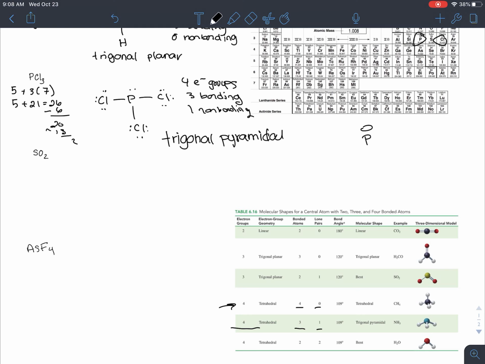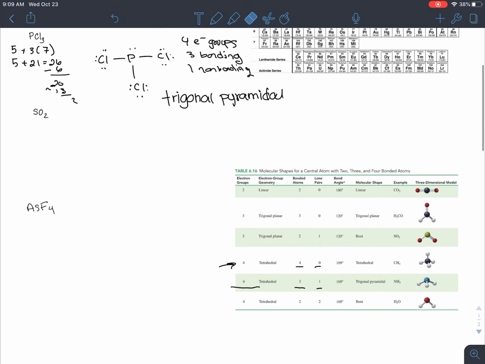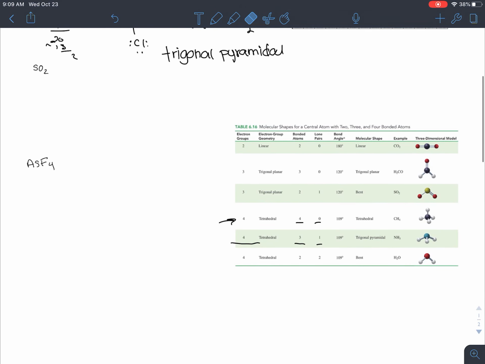So think of electron groups as everything around the central atom. And then you specify bonding and non-bonding. Your bonding and non-bonding should always add up to the electron groups. Let's look at the last 2 over here.